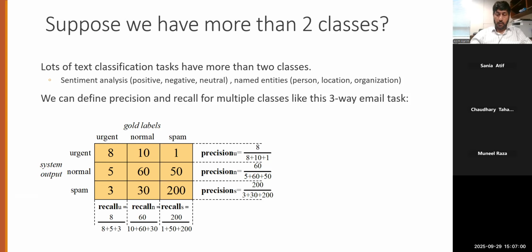सिमिलरली इफ यू लुक एट व्हाट इज फॉर नॉर्मल एंड नॉर्मल, एंड व्हाट अबाउट स्पैम टू स्पैम? 100 आई गेस. 200. ओके. सो 260 एंड 8. ठीक है.